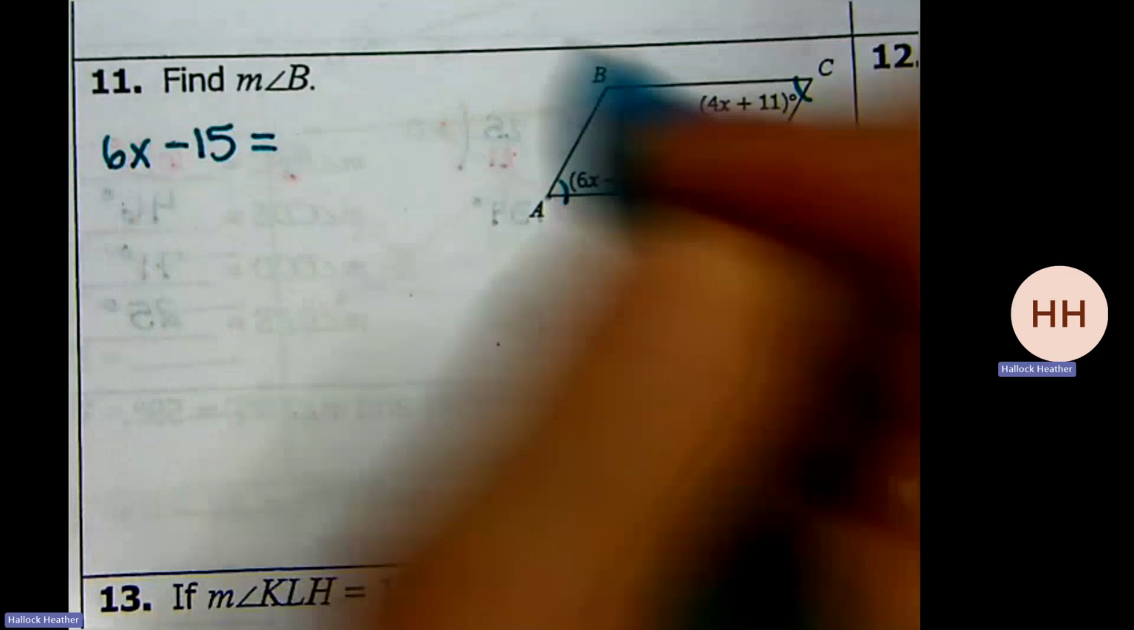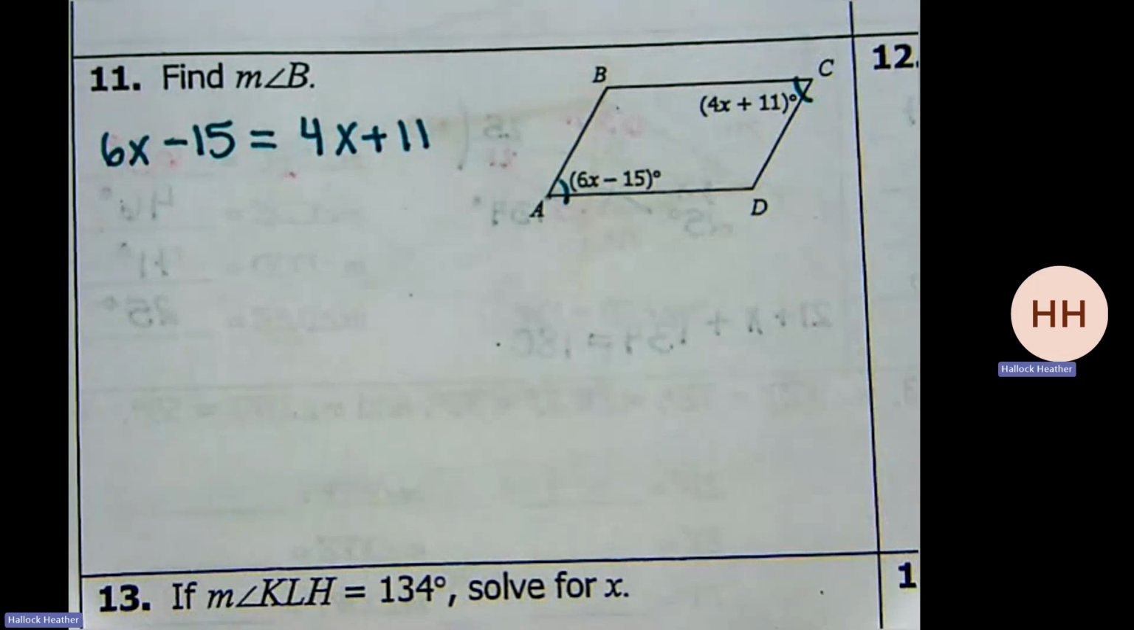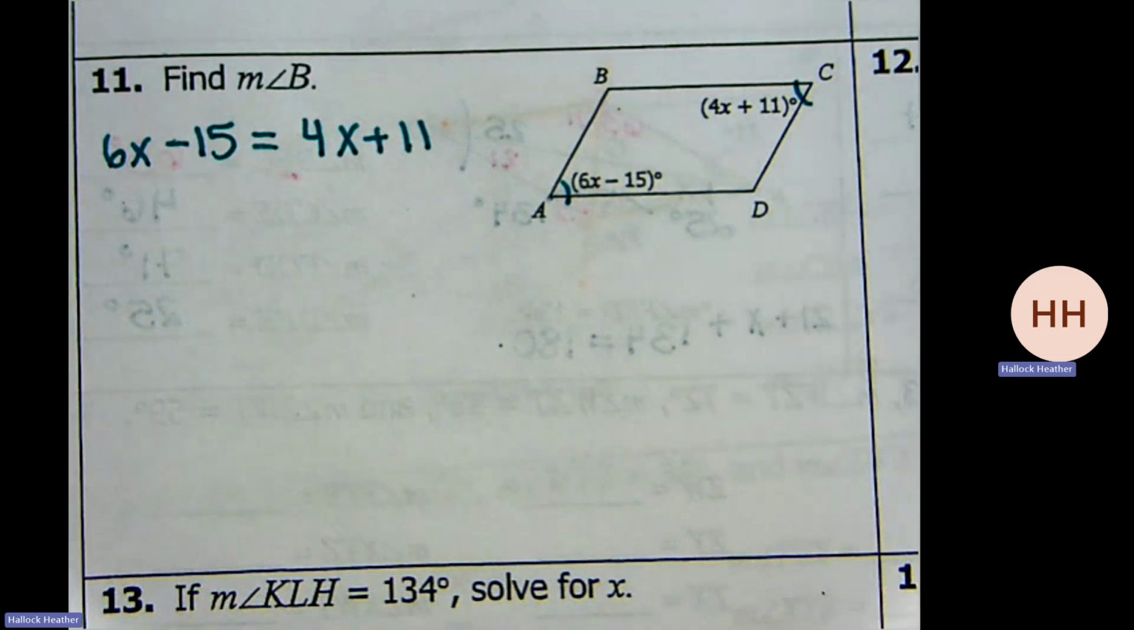So the equation is 6x minus 15 equals 4x plus 11, because opposite angles are congruent. You guys can solve that. Let's set up another equation. The hard part's setting up the equation. You guys are getting significantly better at solving the equations.